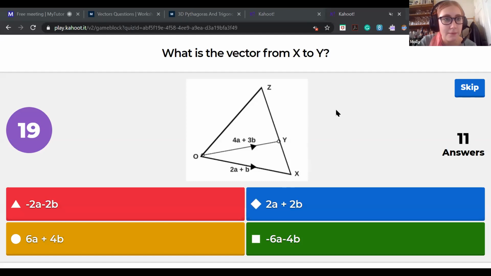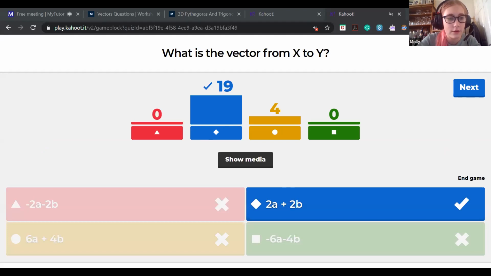Oh, someone's asked for the game pin. I can't remember, I'm sorry. 444 something, not that that helps. But if you haven't got in, does it say it anywhere on the screen? No. Oh, there you go. 4442915. There you go. Typed it on there.